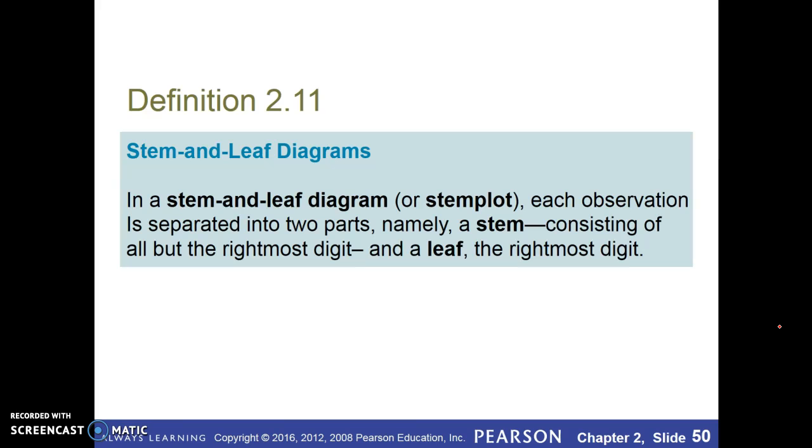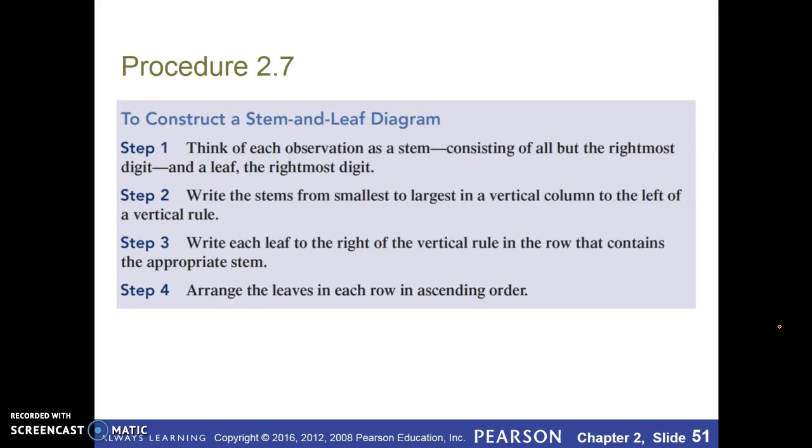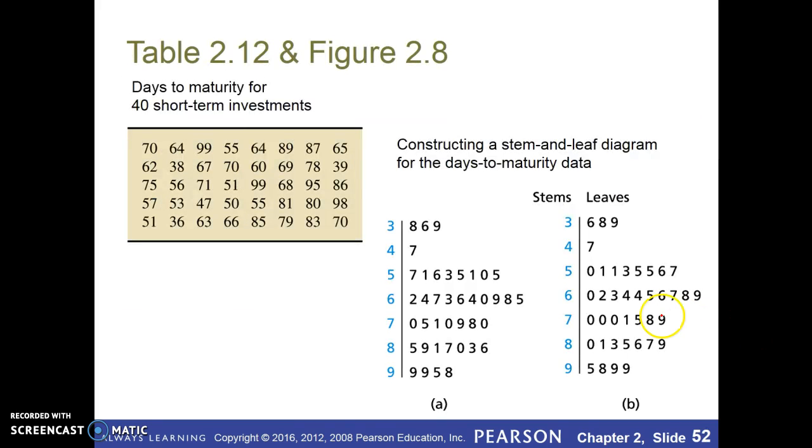And then the final one that we're going to be talking about is a stem and leaf plot, sometimes called the stem plot. Let's talk about what these are. Here's the days to maturity of 40 short-term investments. You want to display this somehow. One way to display this is to have, this is called the stem, and this is the tens digit. So there's the 38, a 36, and a 39. And then there's a 47, and a 57, and a 51, and a 56.